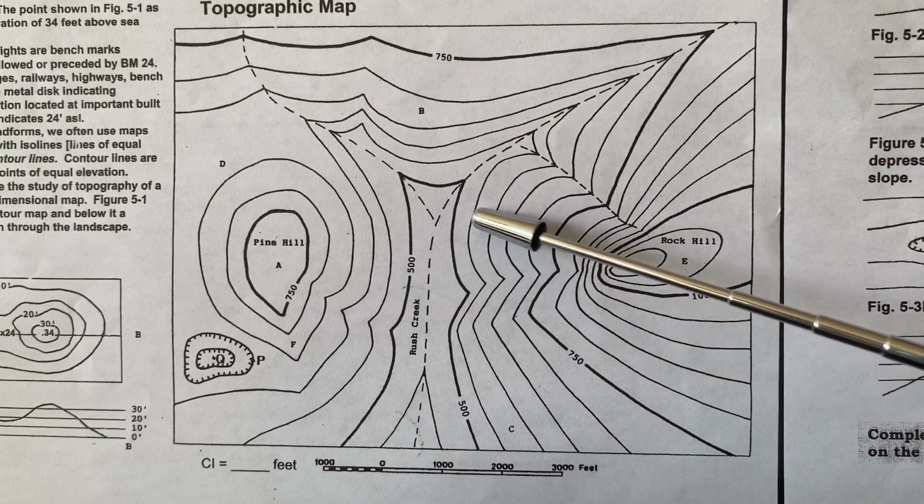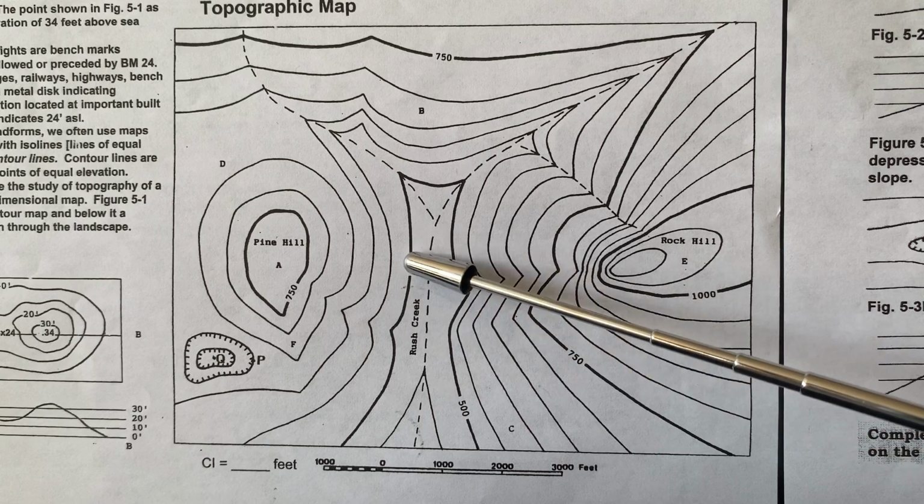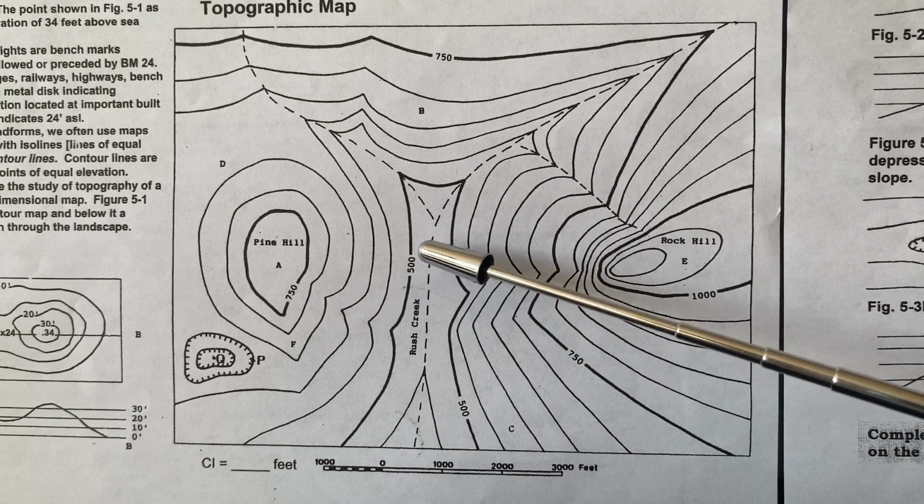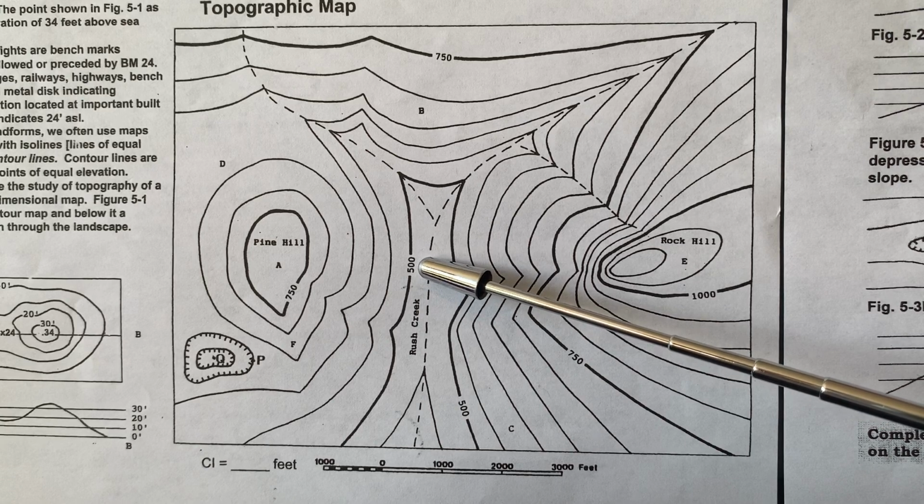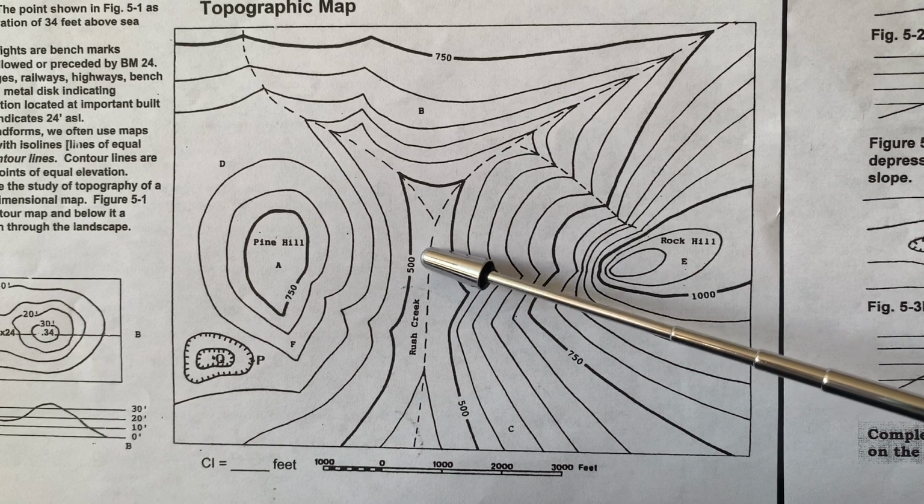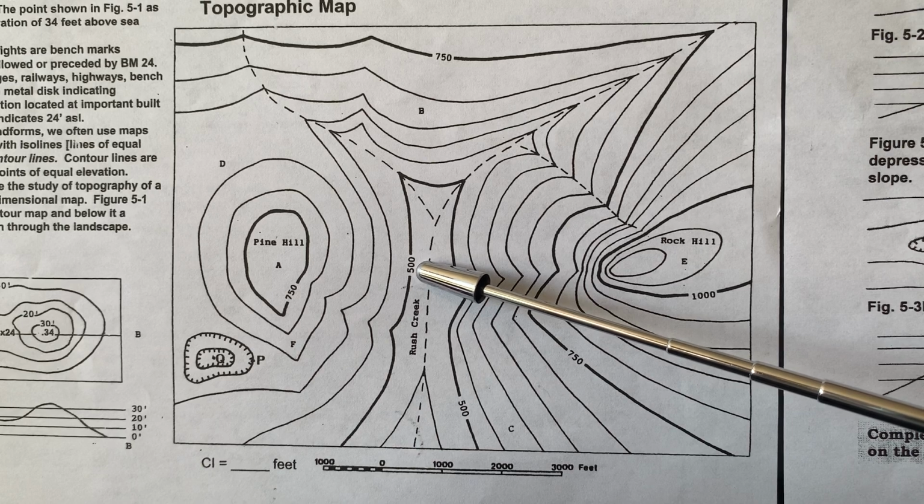Let's concentrate on the northern part. 500 is the elevation of this contour line. So for the middle part where the river is, we have to subtract half a contour to find the elevation. And half a contour will be minus 25. 500 minus 25 is 475.